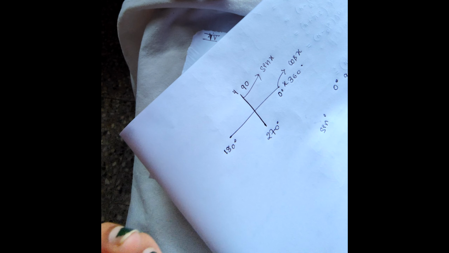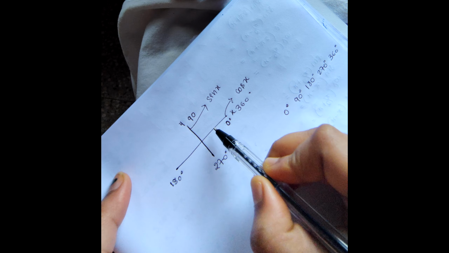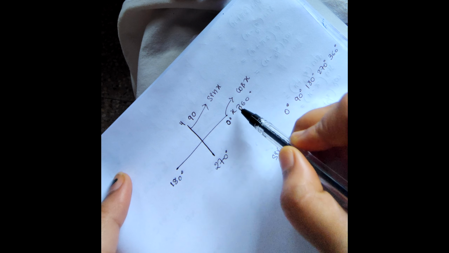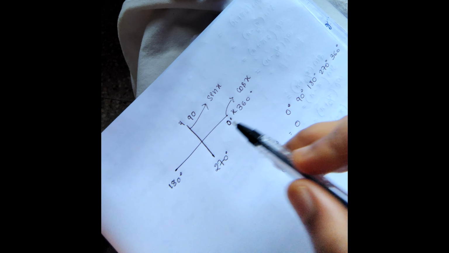Okay, for example, if I consider sine 0, see, sine 0, so 0 lies on where? X-axis. X-axis is defined only for cos x, but it is not defined for sine x, right? So therefore it is 0. Sine 0 is 0. But if I consider cos 0, it is lying on the x-axis. For the x-axis, cos x is defined, therefore that will be equal to 1.